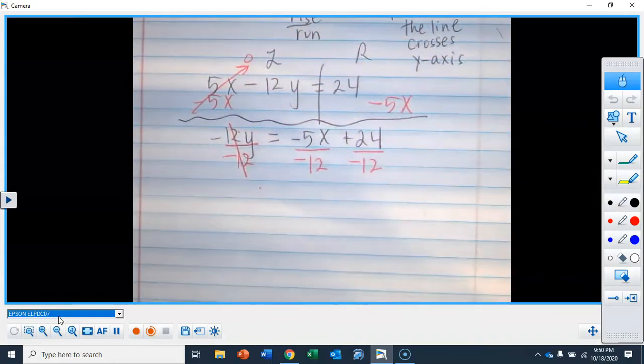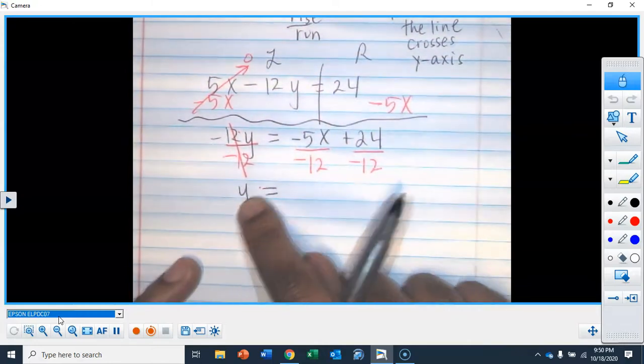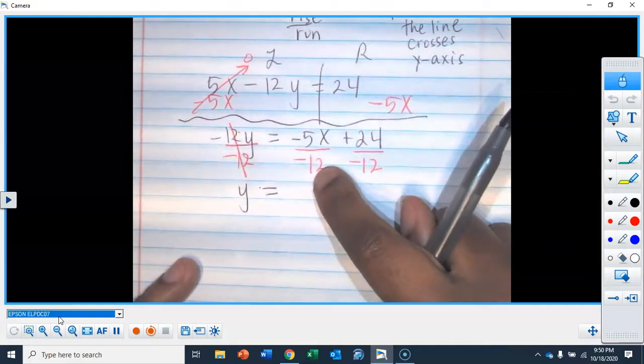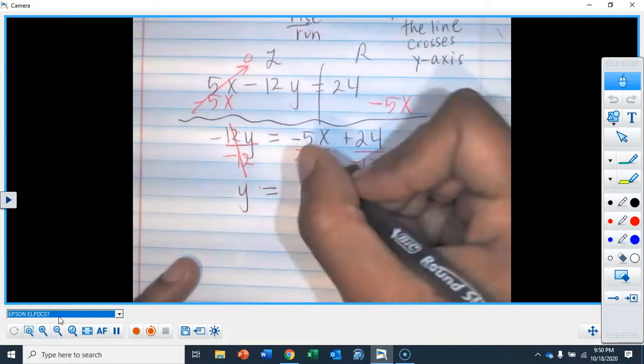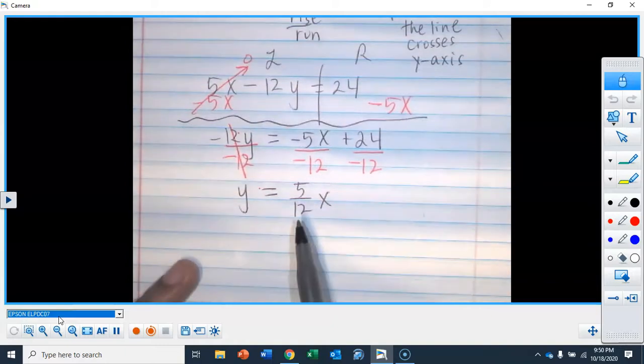So I'm just going to write it down here, y equals, and that's what I want. I want my y by itself. And now a negative divided by a negative is a positive. So this is just 5 over 12x. Now listen carefully. You cannot reduce this fraction.